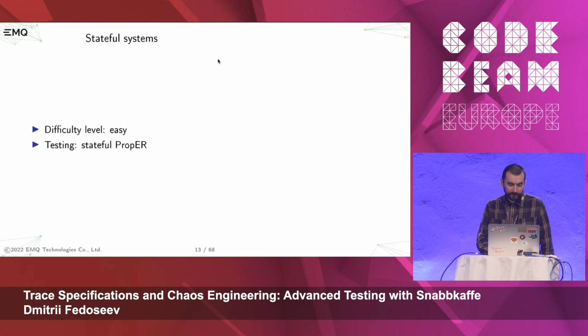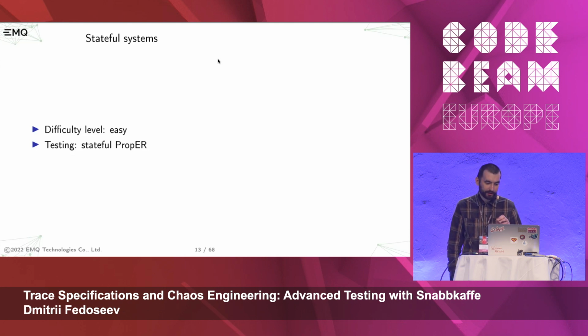So from testing perspective, the difficulty level is easy, and we can use stateful property-based testing here. But this is also the difficulty level where we encounter a model of a state space for the first time. But for now, it is very tame, and stateful PropEr does a great job maintaining it for us.